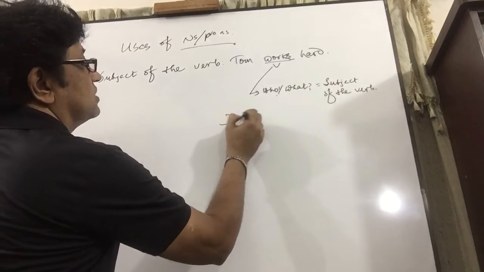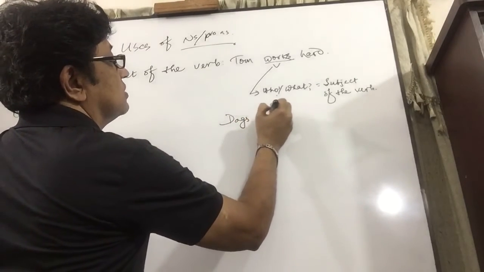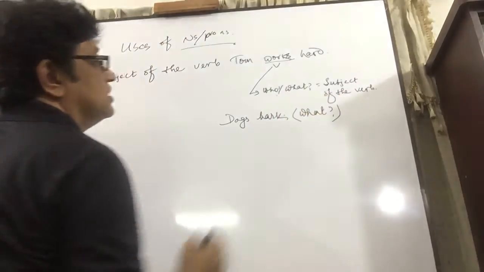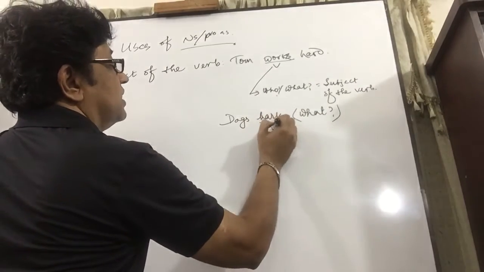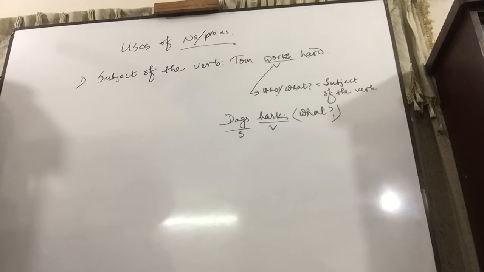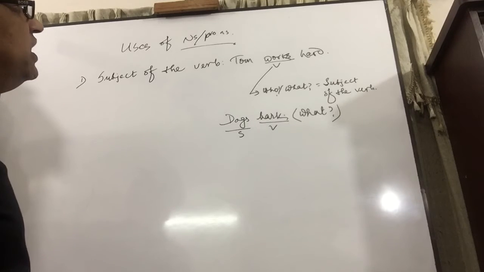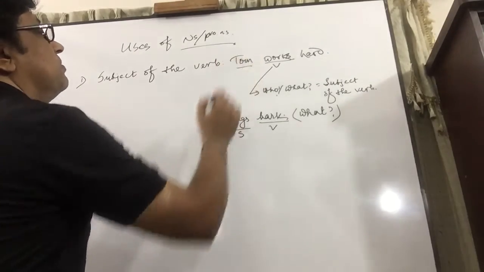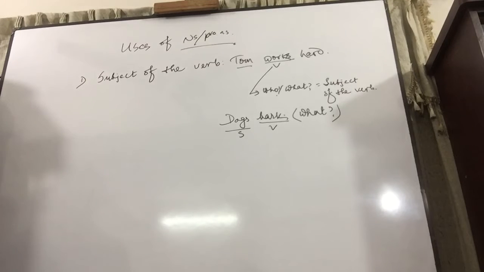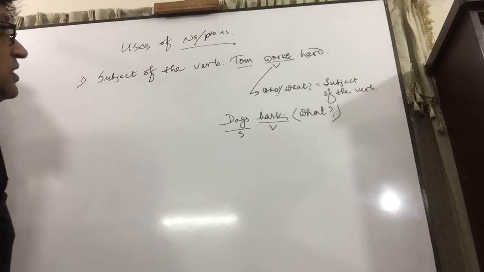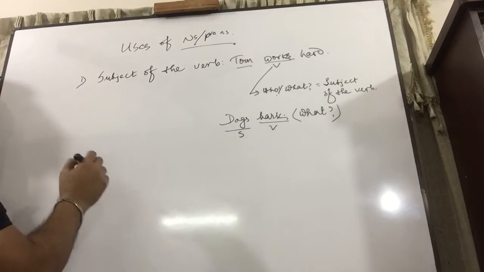Suppose, dogs bark. Here you have to ask what. What barks? Dogs. Dogs is the subject. In this way, you can find the subject of the verb. And here, only nouns are allowed to be used as the subject of the verb. Remember that if other parts of speech are used in place of the subject of a sentence, they are also called nouns.